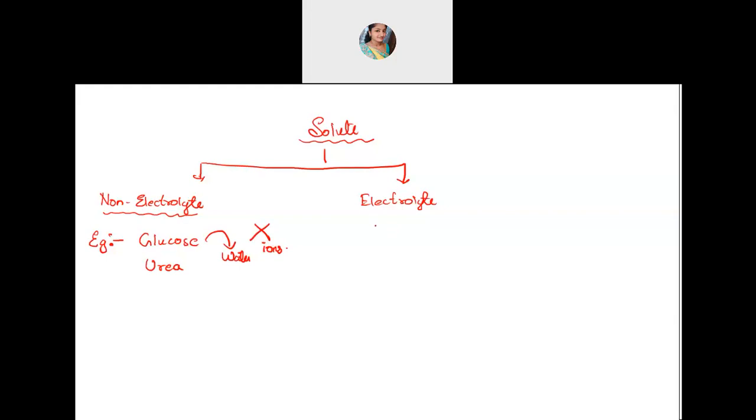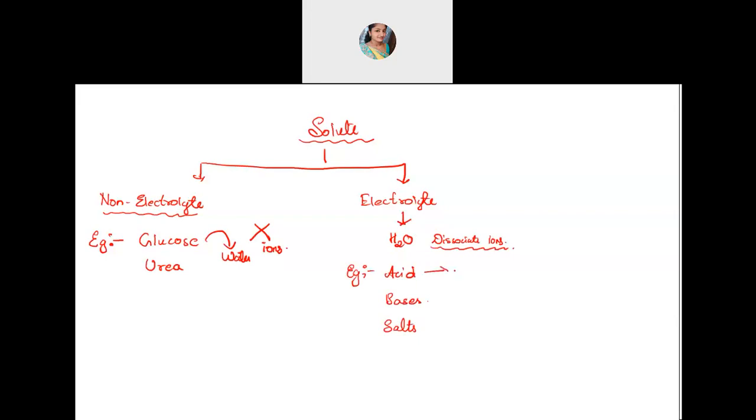Now coming to electrolytes, electrolytes are of different categories. We have electrolytes in the form of acids, bases, and salts. Electrolytes are the ones which, when you add them into the water, dissociate in the form of their ions. Acids can dissociate, bases will dissociate, and then we have the salts.